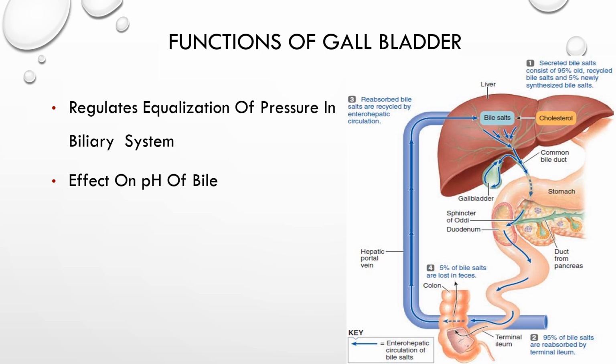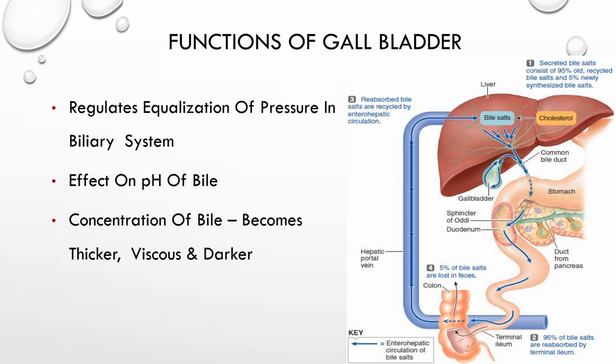Effect on pH of bile. In the gallbladder, due to the rapid absorption of the bicarbonate, the pH of the bile is decreased from 8 to approximately 7. The concentration of the bile: it becomes thicker, viscous, and darker in color. The mucosa of the gallbladder is extensively folded and can actively absorb the fluid and the electrolytes. Here the water content is decreased.